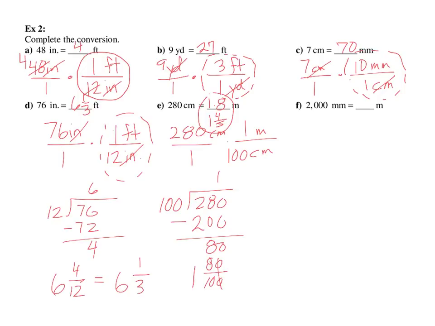All right, and for part F, I have 2,000 millimeters over 1. And millimeters goes on the bottom, meters goes on top. Which one's bigger, a meter or a millimeter? A meter. Now, in a meter, there are how many millimeters? Sometimes students get really confused with this. They know how to go from meters to centimeters. They know how to go from centimeters to millimeters. But how do you jump from meters to millimeters?